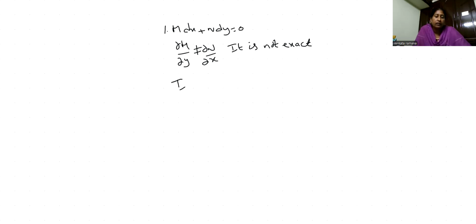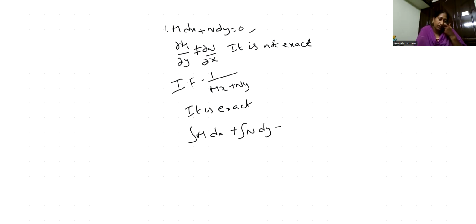There are five types of integrating factor. If you multiply by it, the equation becomes exact. We will discuss one of them: 1 by (Mx plus Ny). When we multiply this with the differential equation, it becomes exact, and then we can find the solution of the exact differential equation M dx plus N dy. This is the working rule for solving a non-exact differential equation. Okay, we will discuss one more problem in non-exact differential equations.